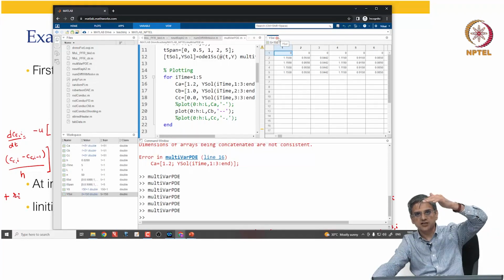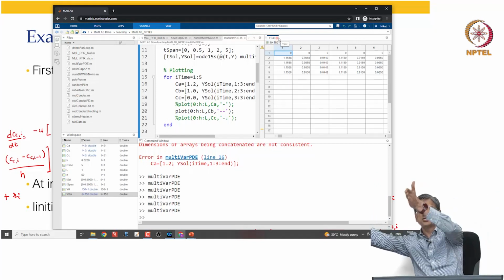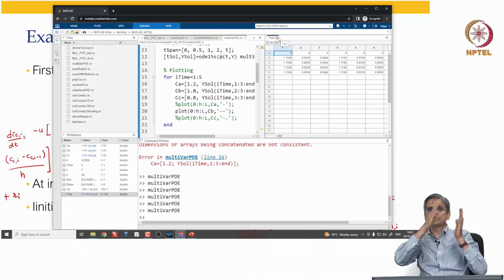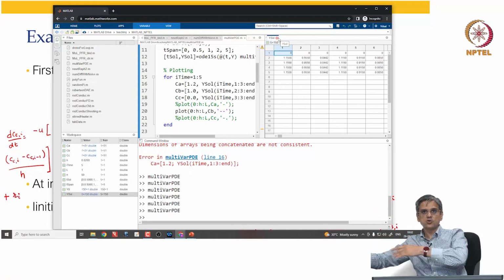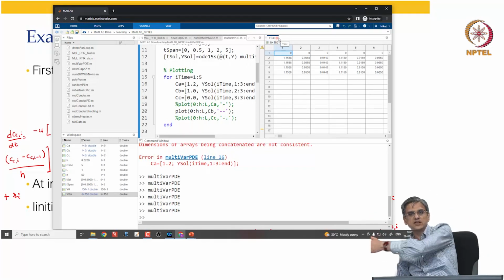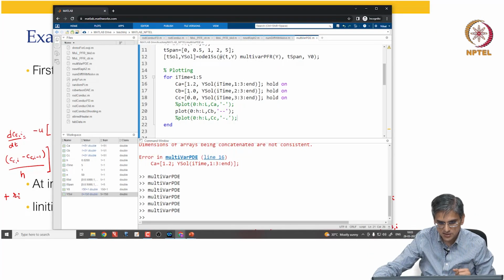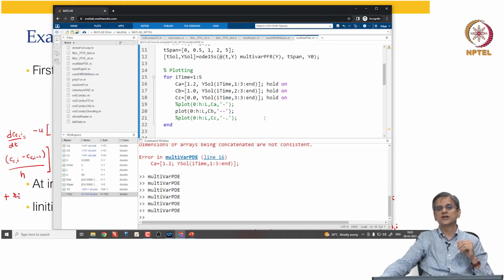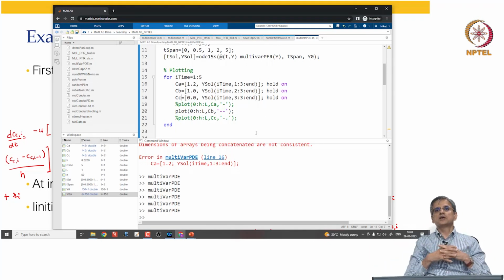So at first time we extracted the first row, the first location, fourth location, seventh location and so on formed CA, CA, CA, CA. Second, fifth, eighth locations and so on formed CB, CB, CB, CB. Third, sixth, ninth, 12th location and so on formed CC, CC, CC, CC. So that's what I extracted over here. I extracted CA here, CB here and CC here and plotted them one at a time, and you could see what the plots were. So that is how you will solve multivariate PDE.